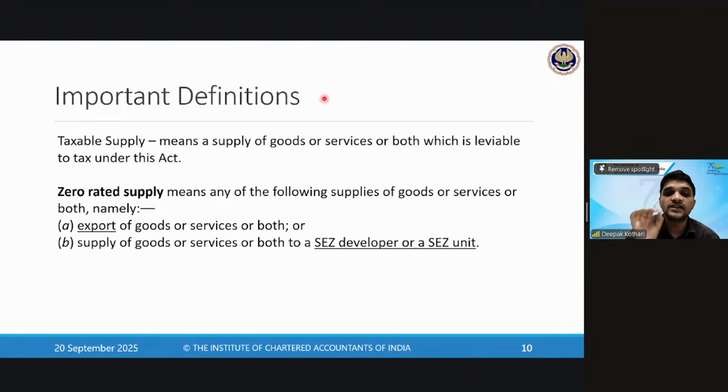SEZ means Special Economic Zone. SEZ, as we had discussed, it's a special economic zone which will have a special treatment. They are called as SEZ units.